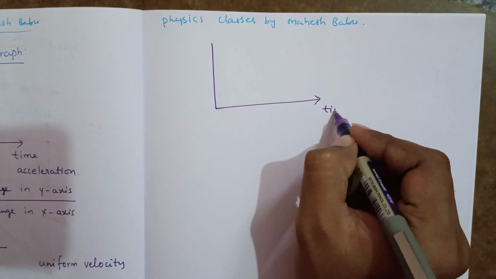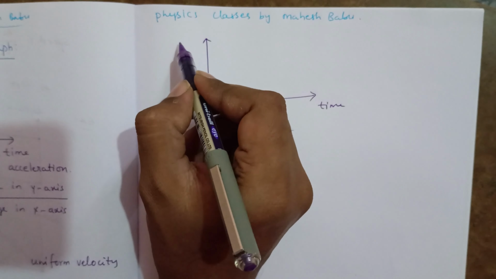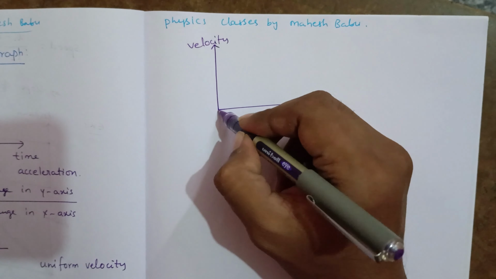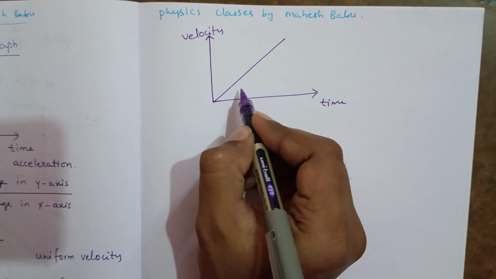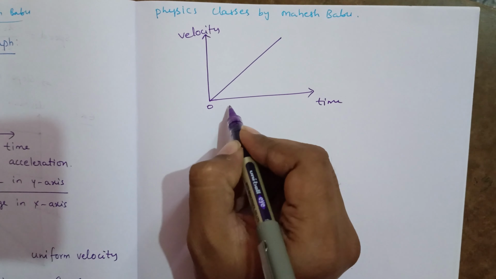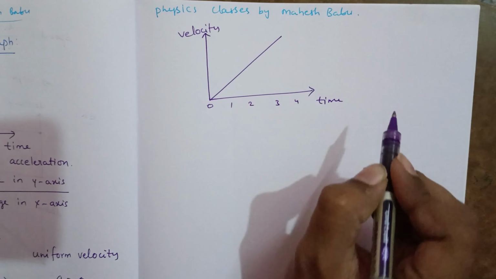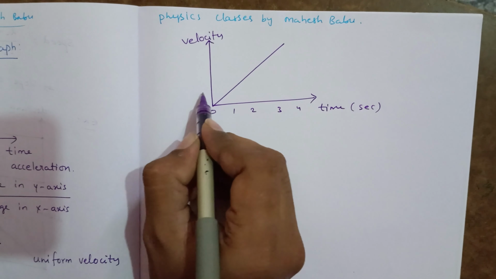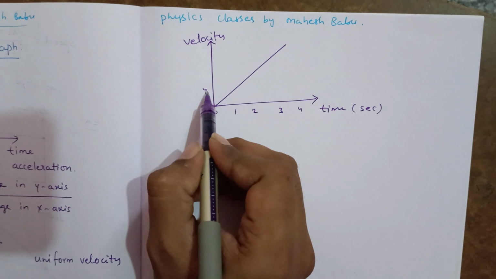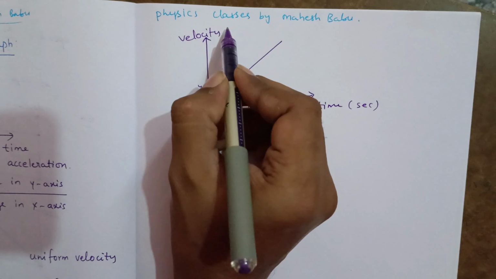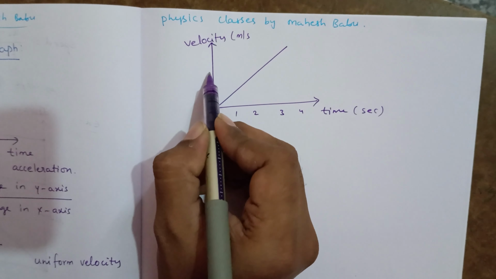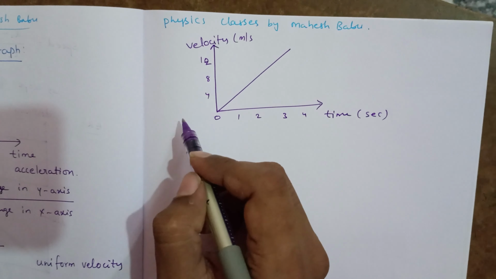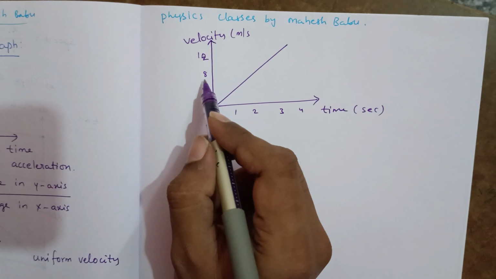On the x-axis I am taking time, and on the y-axis I am taking velocity. Now if a graph is given like this, on the x-axis we can take time 0, 1, 2, 3, 4 seconds, time in seconds. On the y-axis, velocity in meters per second: 4, next 8, next 12. Like that we have taken, each one changing by 4.